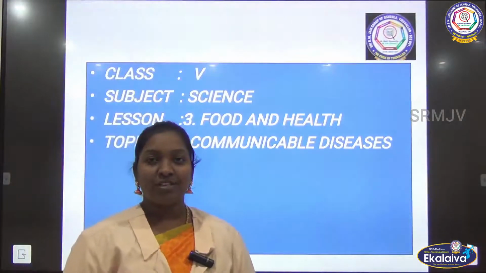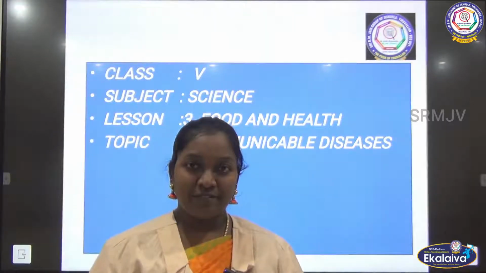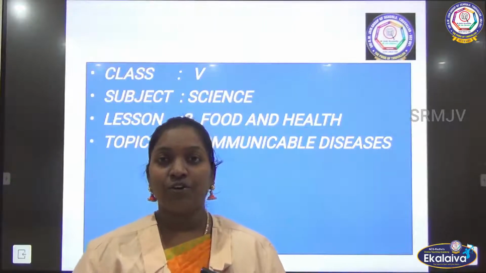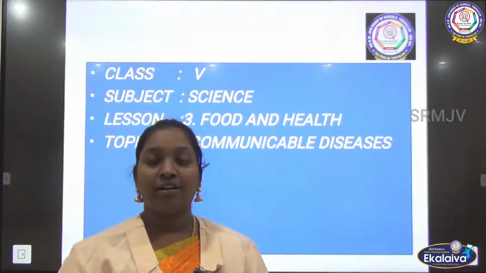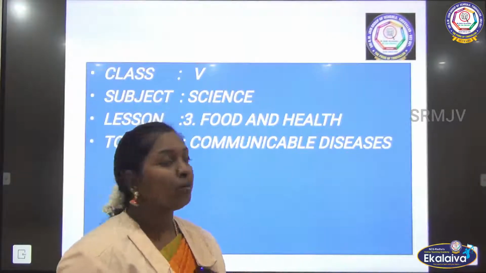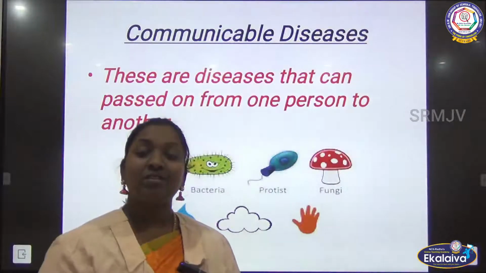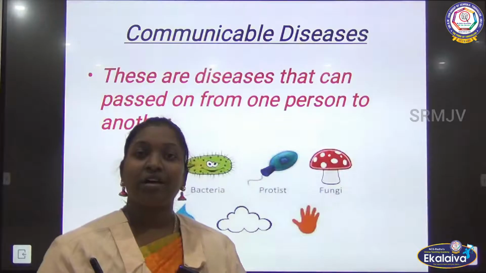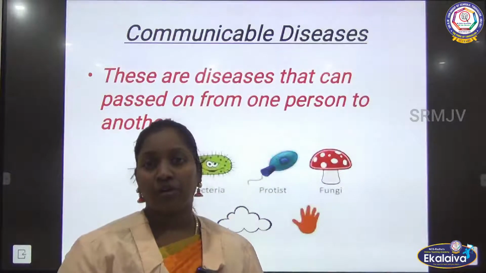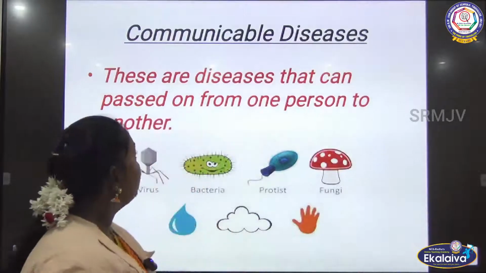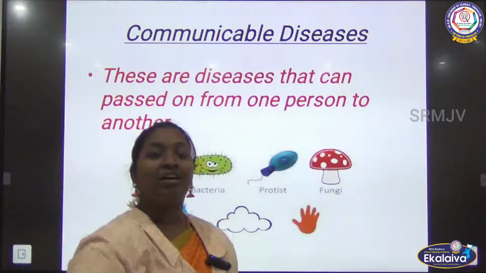Today the topic is communicable diseases. Earlier we finished learning about the types of diseases, and in that we learned non-communicable diseases. Now we are going to learn communicable diseases. Non-communicable means the diseases which cannot spread from one person to the other. Quite opposite to that is communicable. These are diseases that can be passed on from one person to the other.